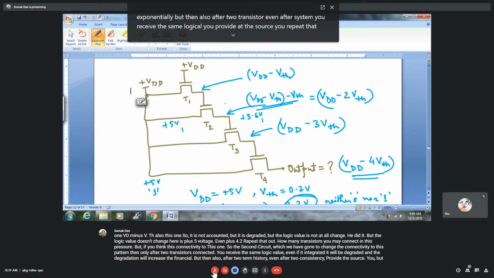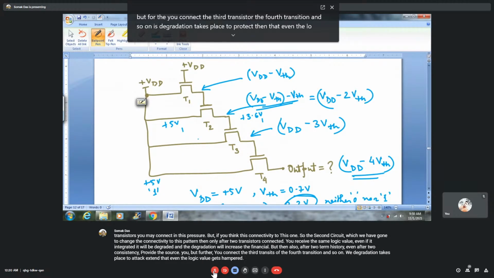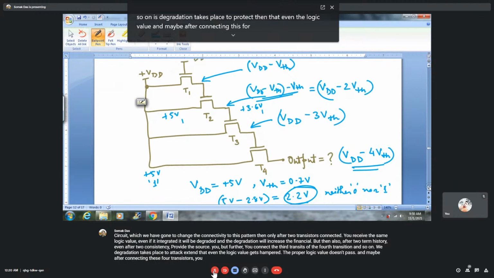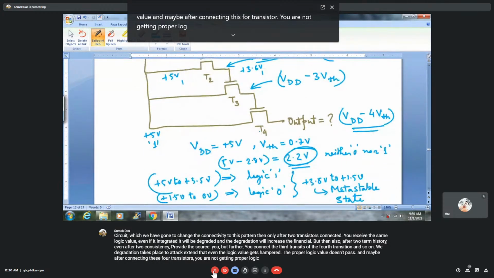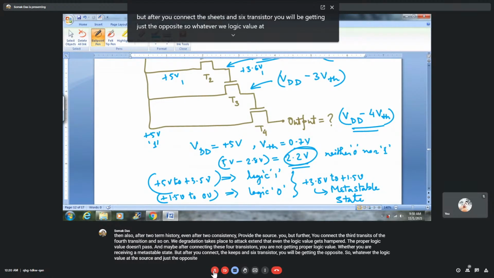But further, you connect the third transistor, the fourth transistor, and so on. This degradation takes place to such an extent that even the logic value gets hampered. The proper logic value doesn't pass. Maybe after connecting the fourth transistor, you are receiving a metastable state. But after you connect the fifth and sixth transistor, you will get just the opposite logic value. So whatever the logic value at the source end, just the opposite logic value we receive at the output.